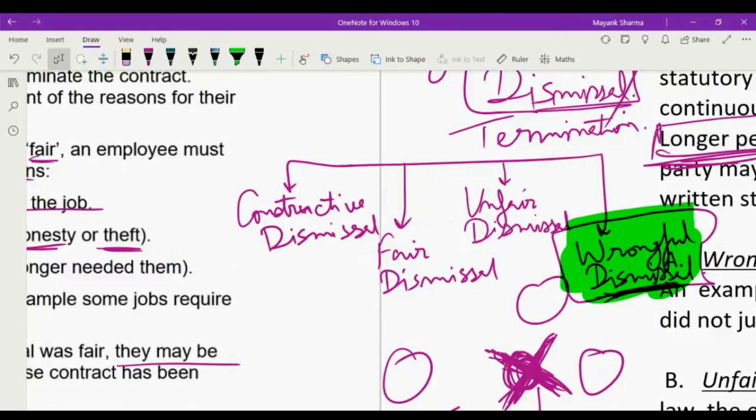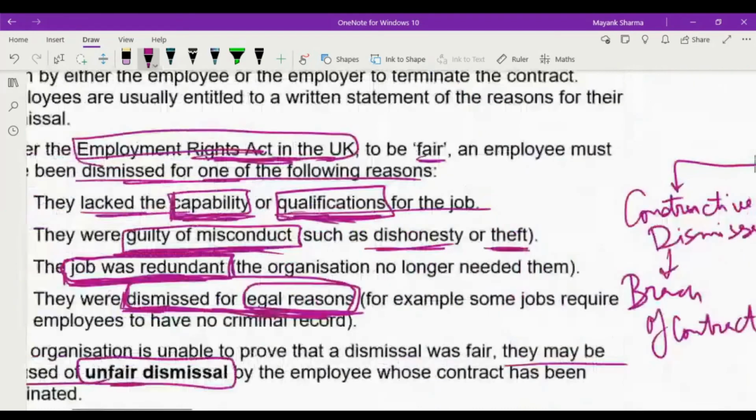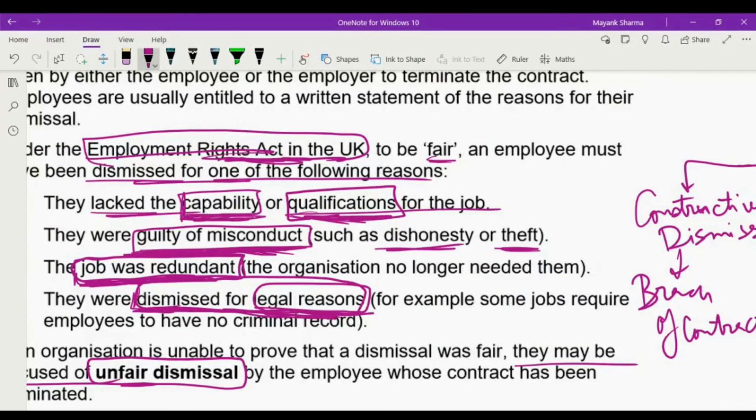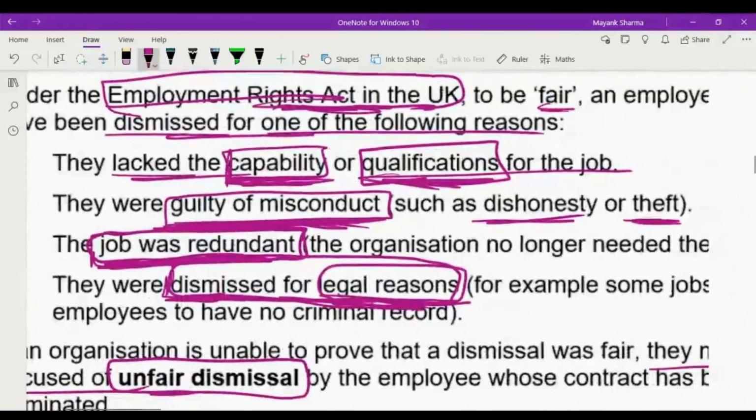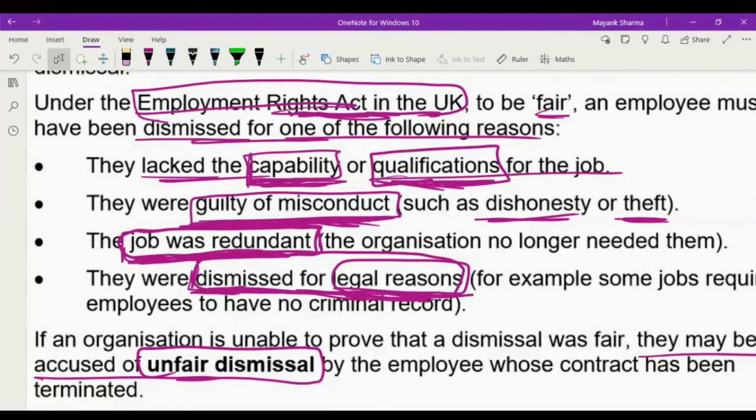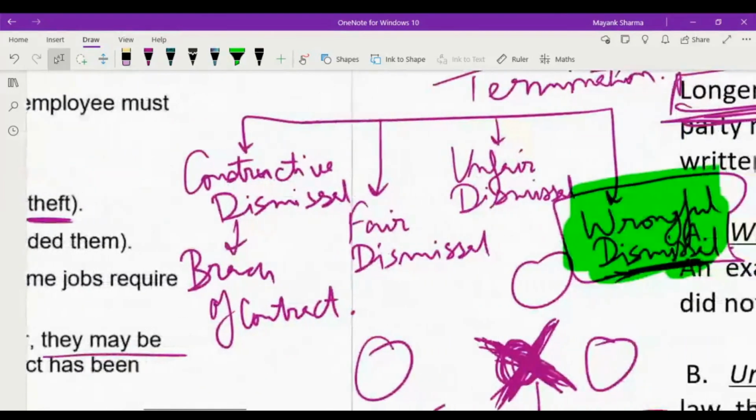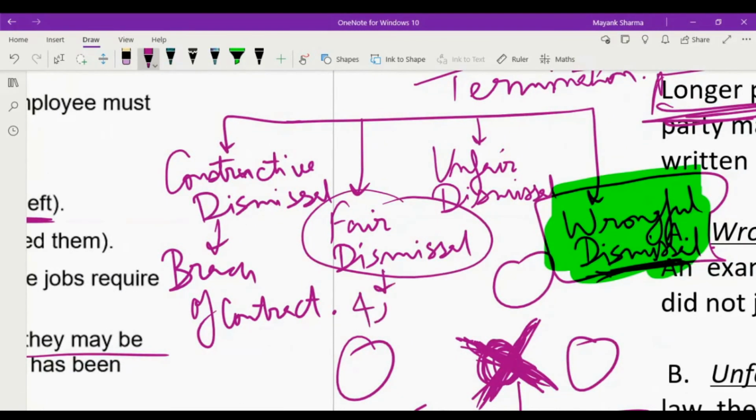Constructive dismissal means, I'll repeat myself for all kinds of dismissal, please pay attention, dismissal where the employee is resigning because of breach of contract or any other terms of contract. Fair dismissal is on any of the four grounds, like involving misconduct, or incapability, or the qualification is not sufficient, or the job has become redundant, or legal restrictions or legal reasons. All those are reasons for fair dismissal, meaning four reasons. Dismissal which is not fair is unfair. So broadly, there are only two categories, fair and unfair. Right?